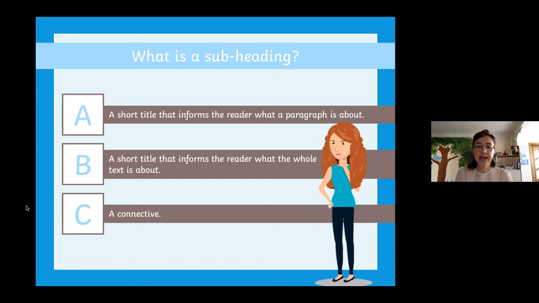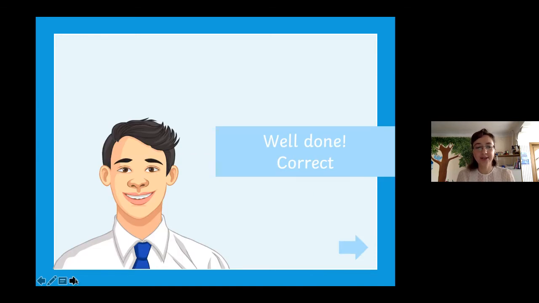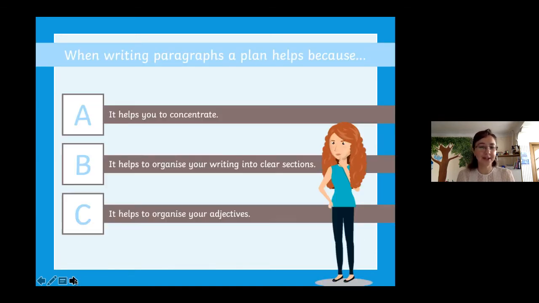As it's a subheading, the text will have several subheadings, and it is the function of a heading to inform the reader what the whole text is about. Therefore, the correct answer is A. It's a short title that informs the reader what a paragraph is about. Well done if you chose variant A.